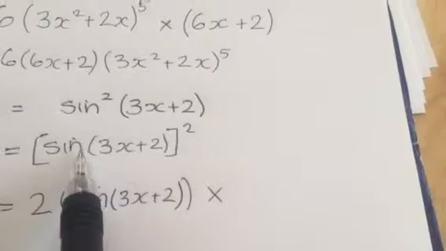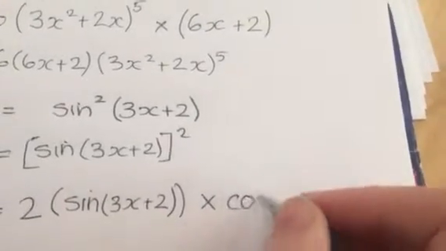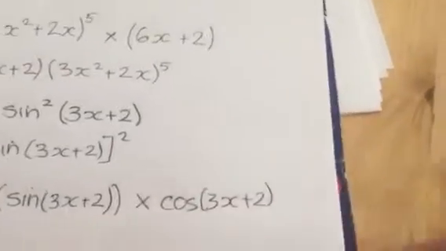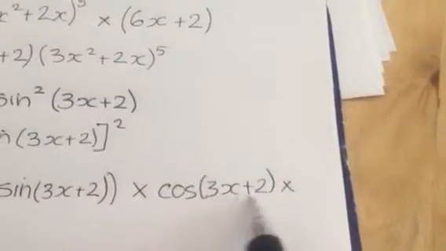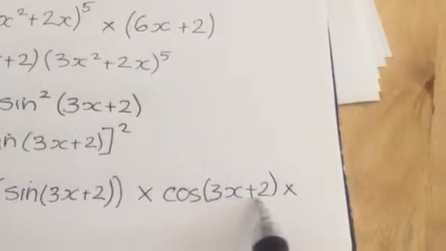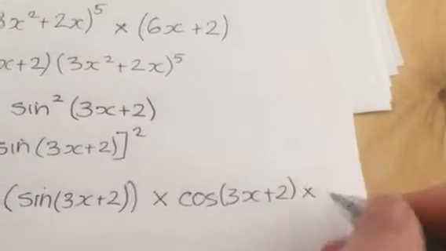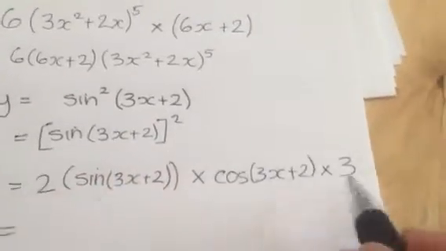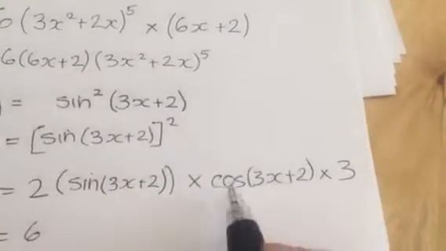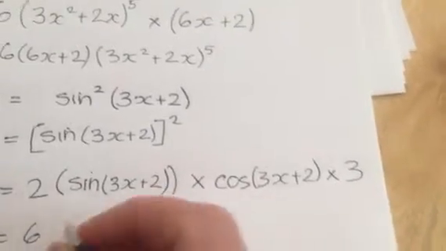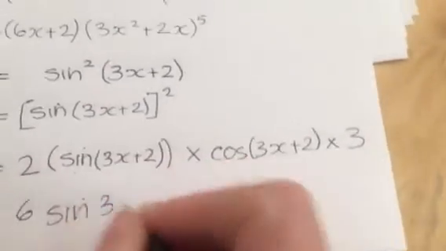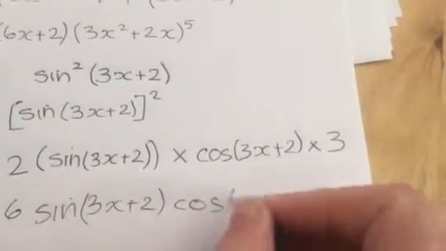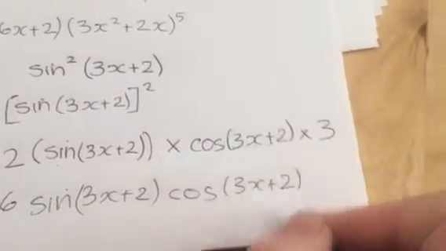So to differentiate sine of something, I get cos of something. And then my final step is to multiply it by the something differentiated. So differentiate 3x plus 2, and I get 3. Tidy that up. 2 times 3 is 6. And I've got cos of (3x plus 2) and sine of (3x plus 2). So 6 sine of (3x plus 2), make sure you use your bracket, times cos of (3x plus 2).